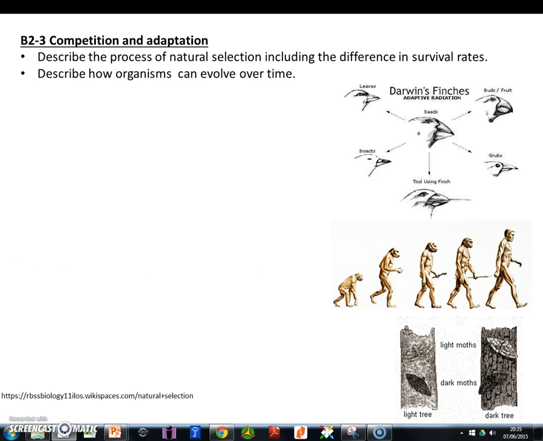Right, so natural selection, classically attributed to Darwin. He's the one who really brought it all together, but there were many other scientists involved over time. But evolution basically is the gradual change in characteristics of an organism as they adapt over time to an environment. So that's a good place to start.